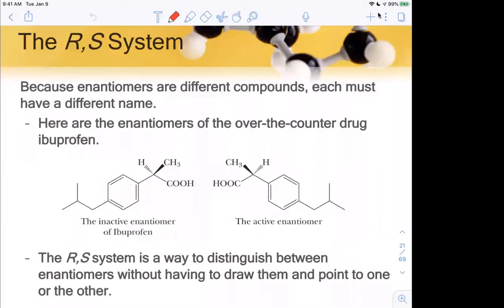Now, because enantiomers, remember, enantiomers are different compounds, they have to have a different name. I have to be able to differentiate between which spatial arrangement I am actually referring to.